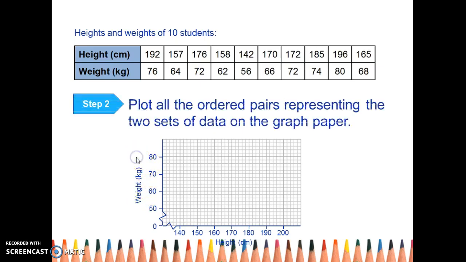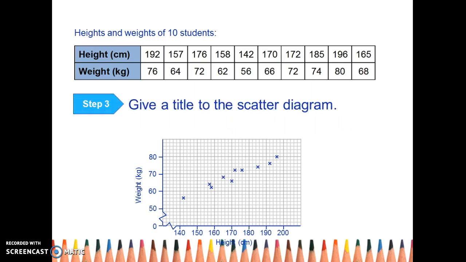So we try to plot the ordered pairs onto the graph, onto the scatter diagram. So the first data will be height 192 and weight 76. So 192 and 76, you get a point here. And so on. The next point will be this. The weight is 64 kg and the height is 157 cm. So you plot all the ordered pairs on this scatter diagram. So you form this scatter diagram.